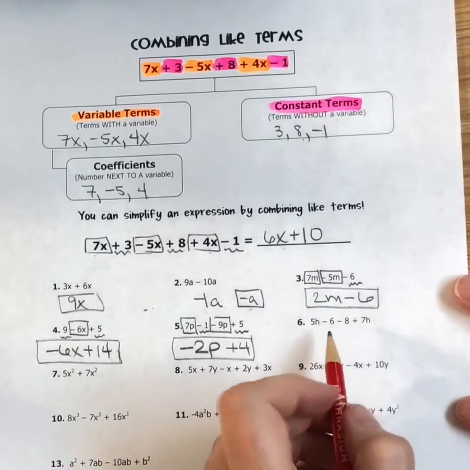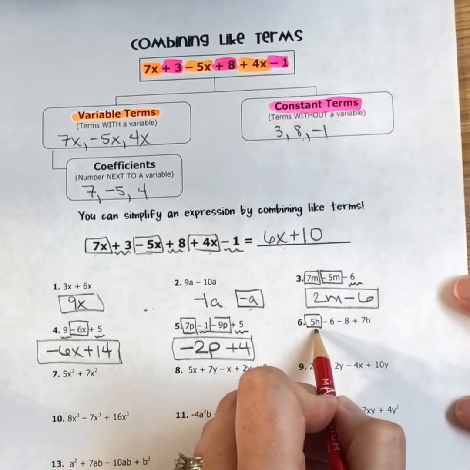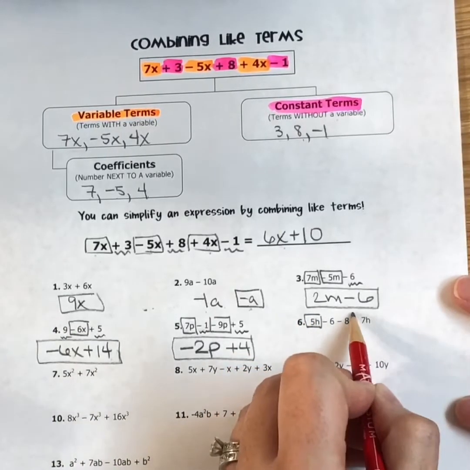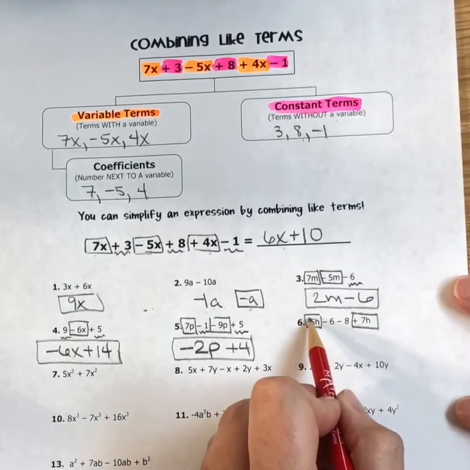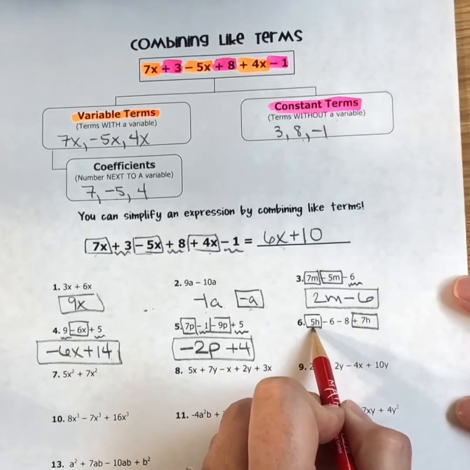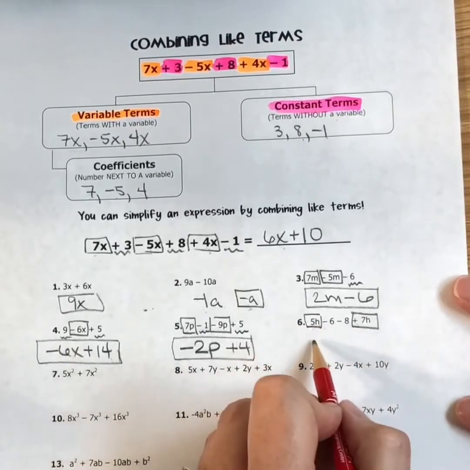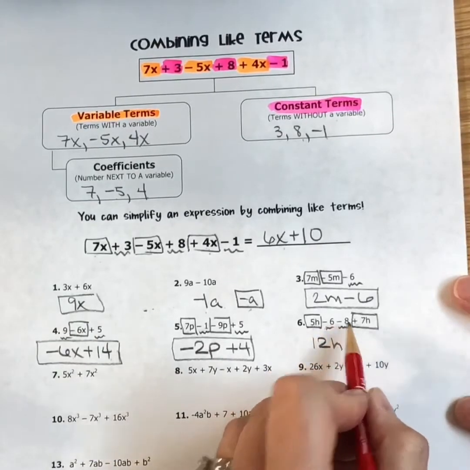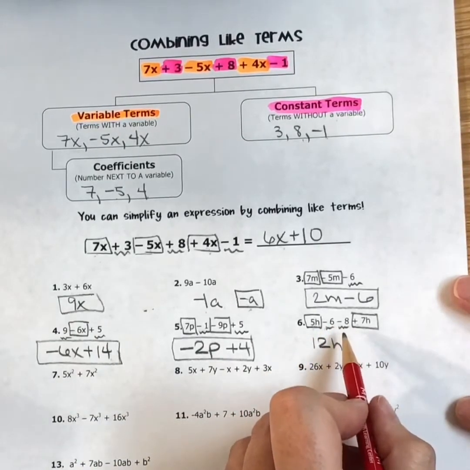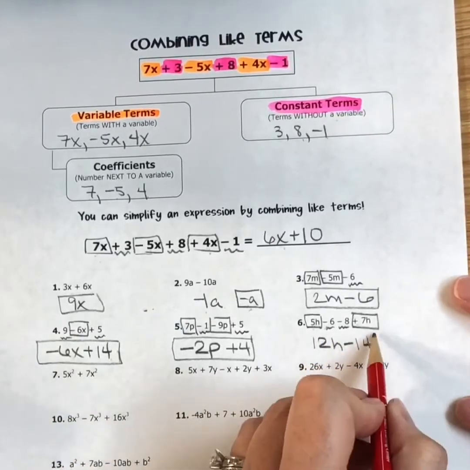Number 6, again, start with the variable term, so we have a positive 5h and a positive 7h, because we always take the sign in front, and if there's no sign in front, we assume it's positive. So 5h and 7h, they're both positive, so that's 12h. And then the negative 6 and the negative 8, they're both negative, so we just add them and they're going to be more negative, so it's negative 14.